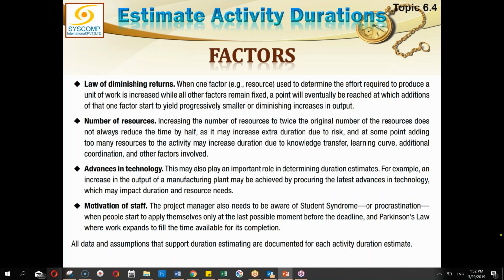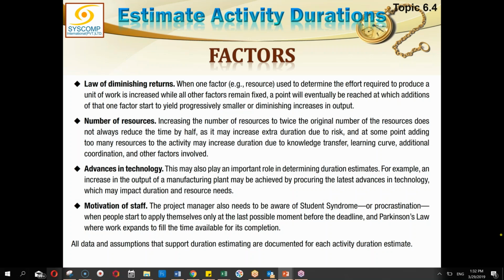Similar is the point about the number of resources. Simply increasing the number of resources doesn't solve the problem. Sometimes it is counterproductive. Then there are advances in technology, new techniques, tools are available. If you are using them, you might be able to work faster and better.